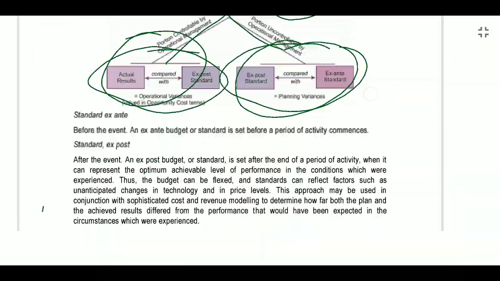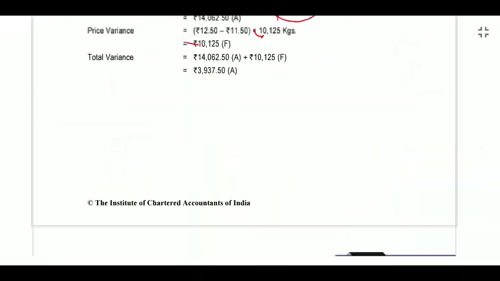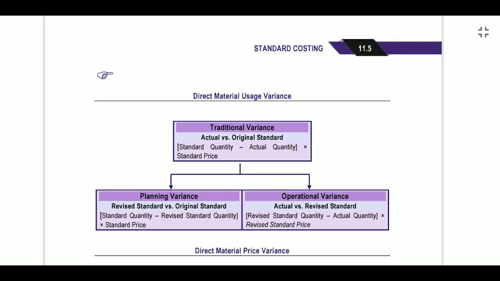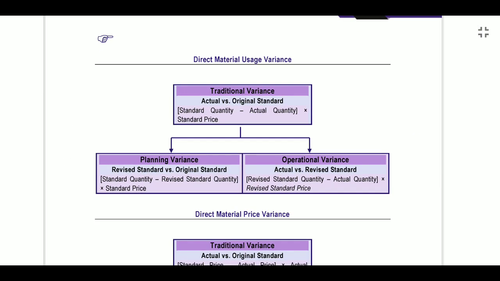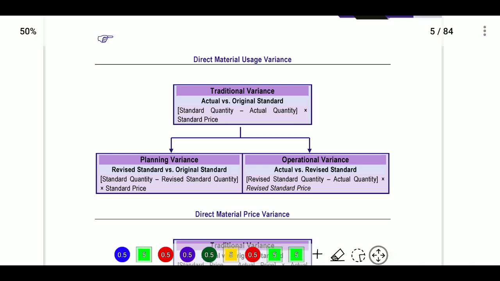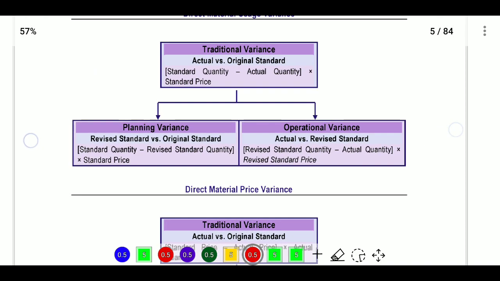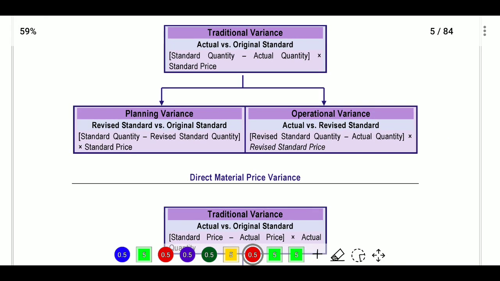Okay, see here, where we are. We have material variance, labor variance, overhead variance, fixed overhead variance, and sales variance. First we are seeing material variance. For material variance we have three variances. One is traditional variance. What is the traditional variance? This is actual versus original. We will see actual versus original in traditional variance.